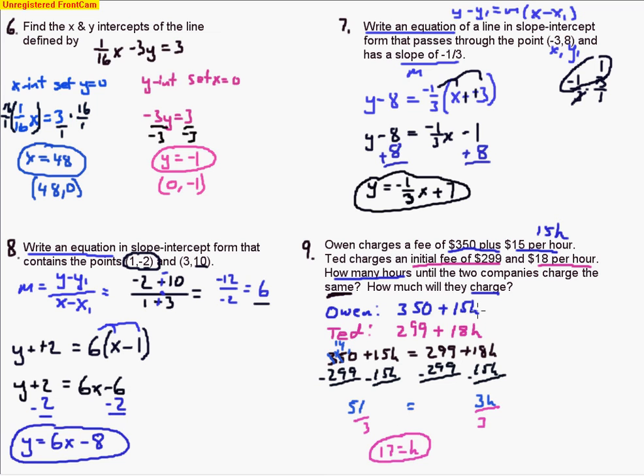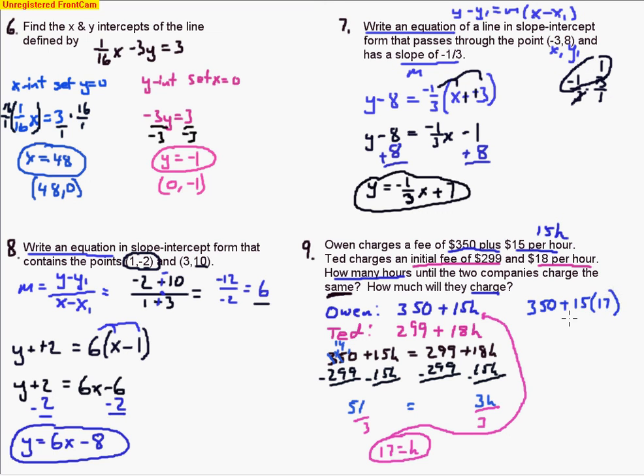Now they want to know how much that charge will be. Well, all you're going to do is take that 17 and substitute it. Put it in place of one of these variables. Let's put it right there in Owen's charge. It doesn't matter which charge you pick. Ted's charge would give you the same amount. So what we do is rewrite Owen's charge: $350 plus $15 times 17 hours.